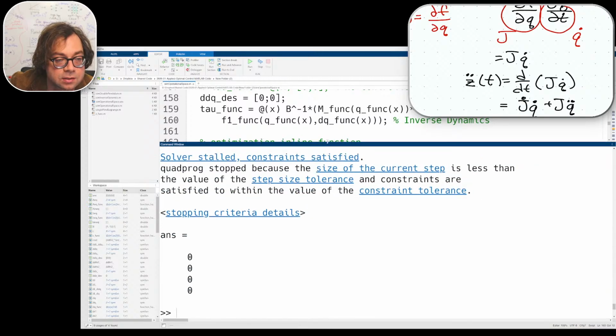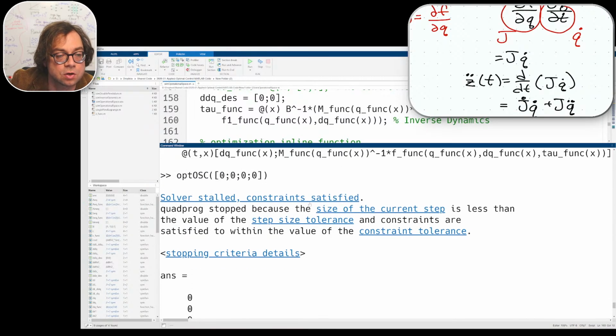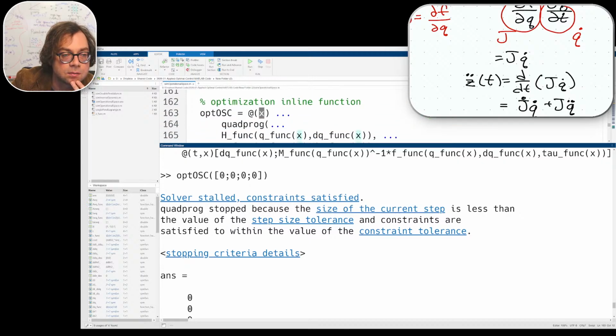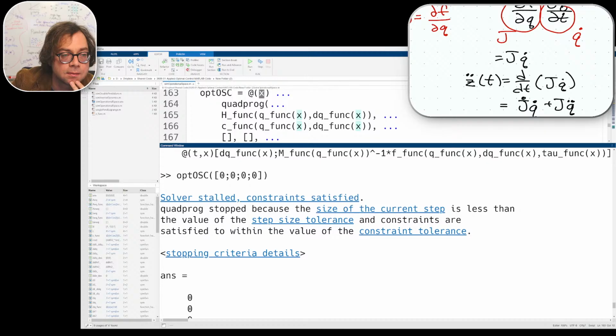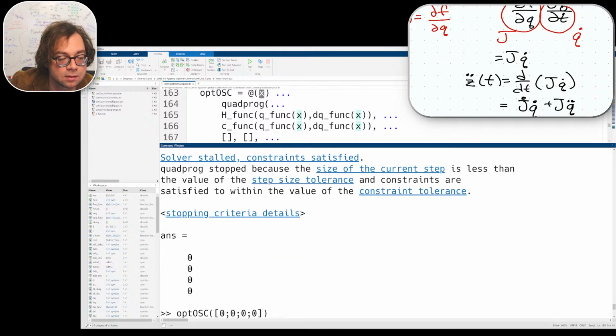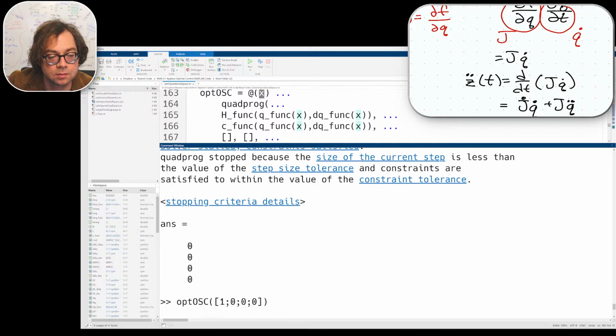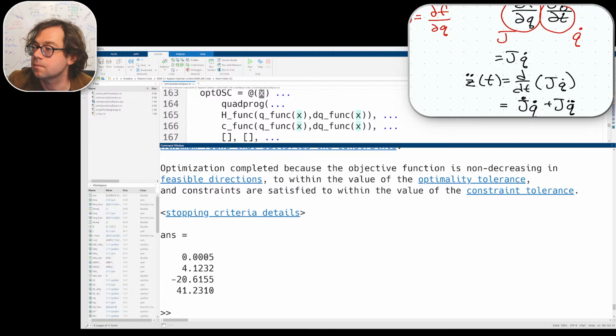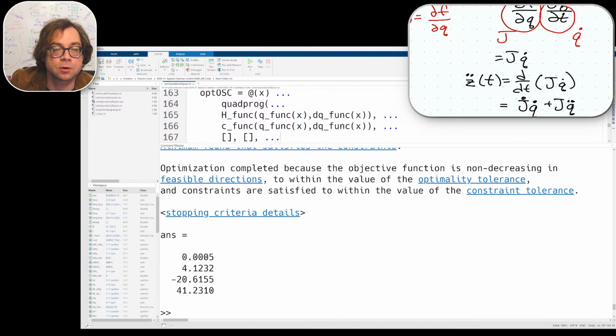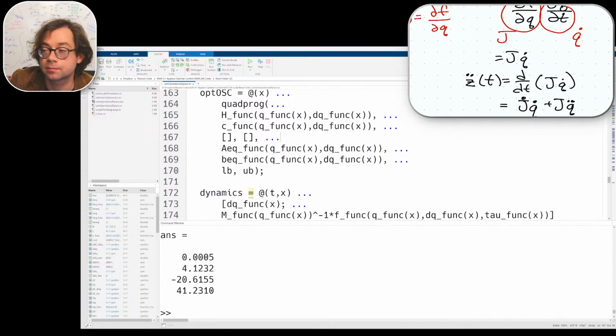Sure enough, it does. Solver stalled. Constraint satisfied, because the current step size is less than the tolerance. Okay. Maybe that's just the right answer. That could be it. Let's try 1 second here. So, good. It works. Fantastic. All right. We did it. It solves quadratic programs. Now we just have to do it in the control loop. Okay. We'll see if that works.